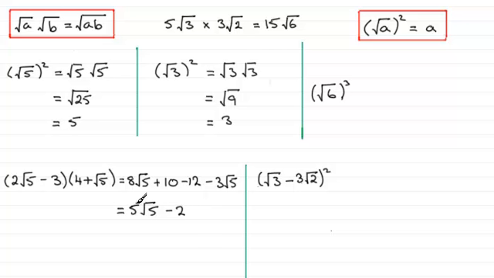It's not something like 3 root 5. You can't take the 2 away from the 5, okay? So it's just 5 root 5 minus 2.